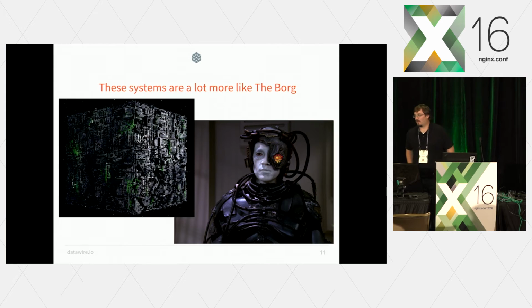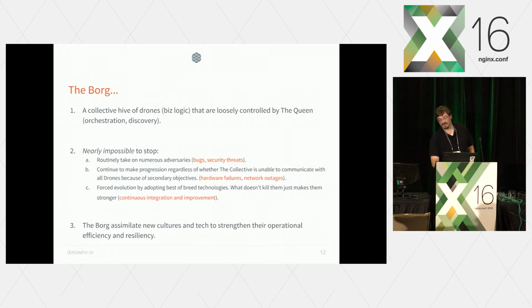And these systems are a lot more like the Borg than, say, a Death Star. And just to kind of recap for those who are not really Star Trek fans, the Borg, they were a collective hive of drones, which we can kind of think of as our business logic in the system. They're loosely controlled by the queen, which might be an orchestration system for infrastructure, discovery system. But basically, they were nearly impossible to stop.